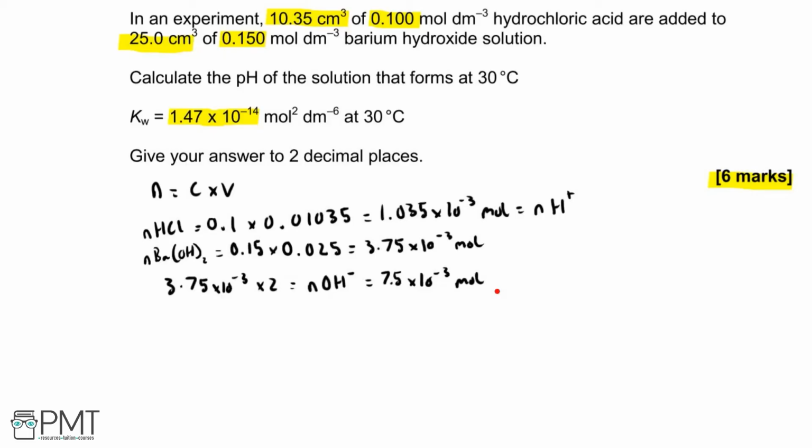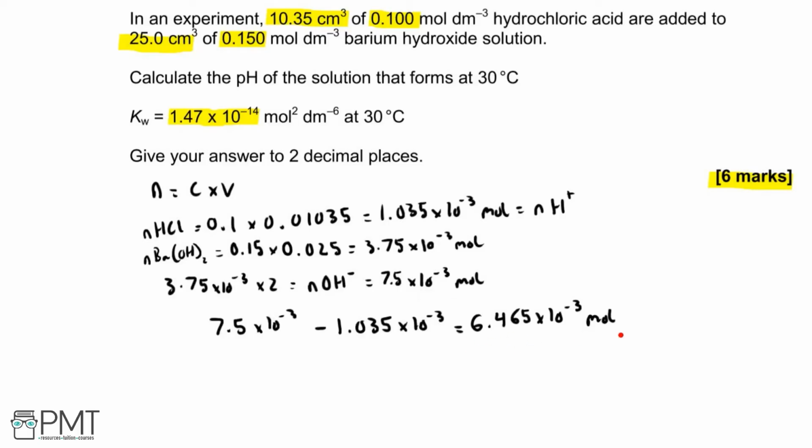Now that we've done that, we can compare our two values. As the hydrogen ions and the hydroxide ions will react in a 1-to-1 ratio, we can see that there are less moles of hydrogen ions. So there's going to be 1.035 times 10 to the minus 3 moles that are reacting, which is going to leave the remainder of the hydroxide ion. So the way we're going to find that is by doing 7.5 times 10 to the minus 3 minus 1.035 times 10 to the minus 3, which is going to leave us a total of 6.465 times 10 to the minus 3 moles.